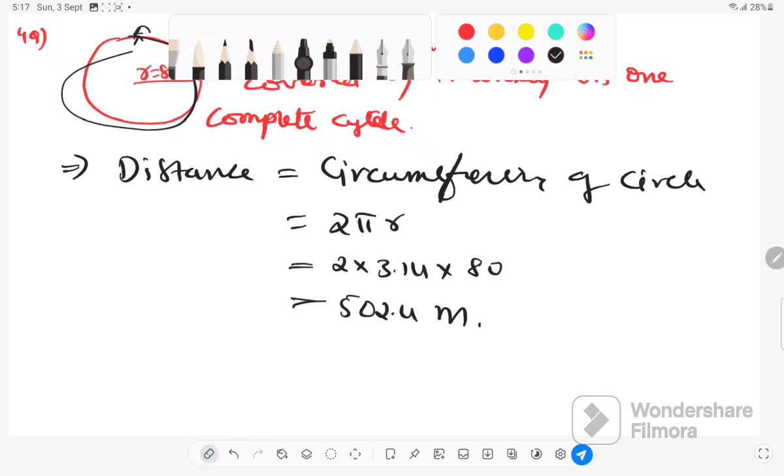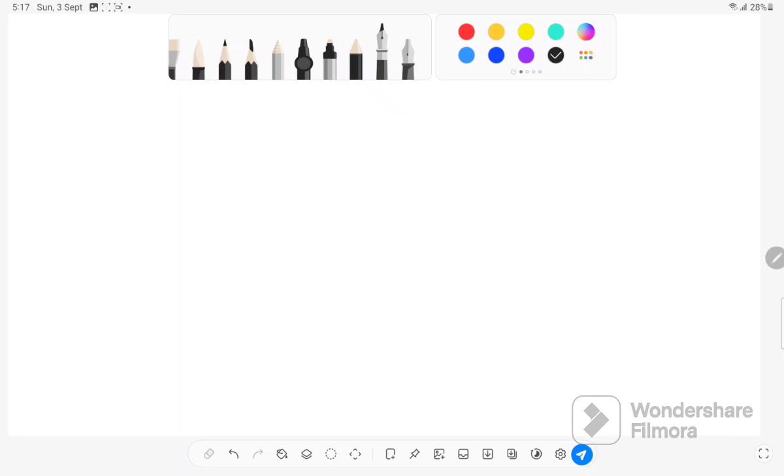So hope is clear to everyone here. Right.